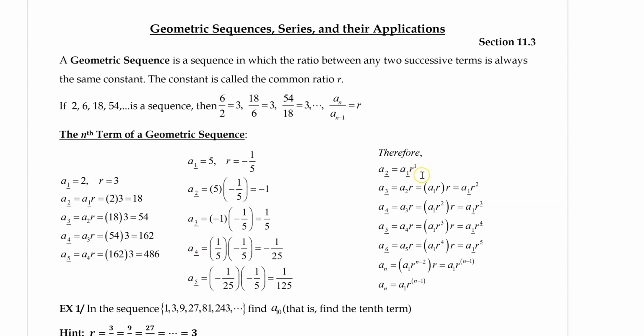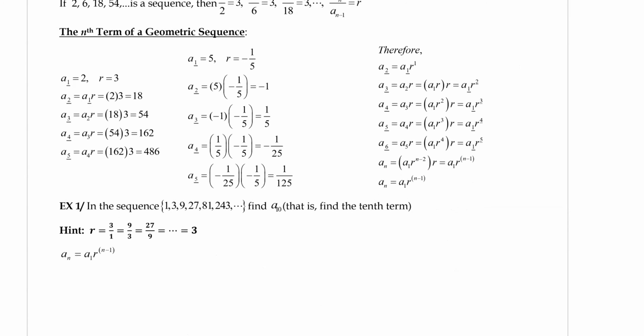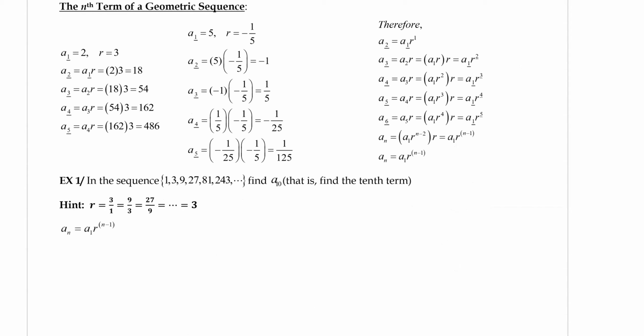So we end up with this situation happening. A sub 3 is 2 r's, a sub 4 is 3 r's, a sub 5 is 4 r's, a sub 6 is 5 r's. So a sub n would be n minus 1 r's. So it's very similar to our difference formula. Let's use this to find our 10th term.